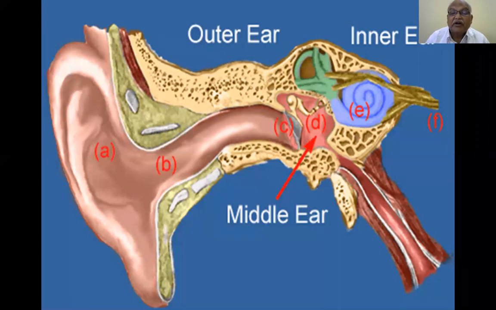Today, we are going to know about the inner ear. Previous lecturers have told you about the external ear and middle ear. Once again, I will tell you, this is the external ear, and this is the middle ear containing the ossicles: malleus, incus, stapes. This is the tympanic membrane.